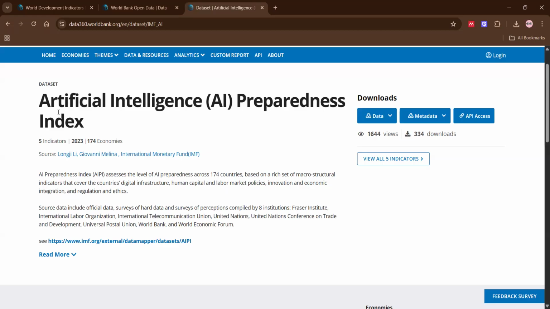Let's say you have this data for all countries or for Ghana. You have artificial intelligence preparedness. What can you link or what can you connect? What do you think you can check the relationship between AI preparedness with? You can unmute and give us an idea.